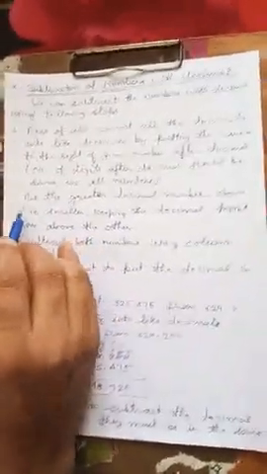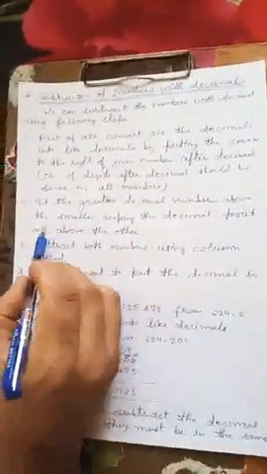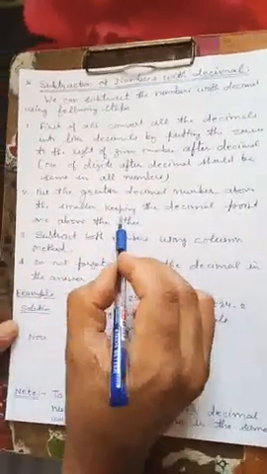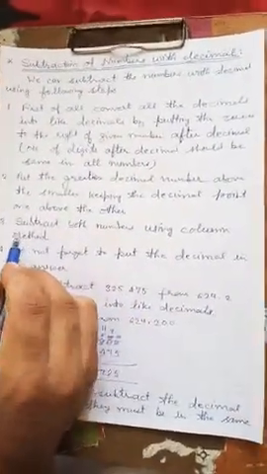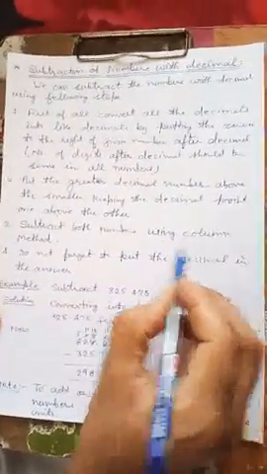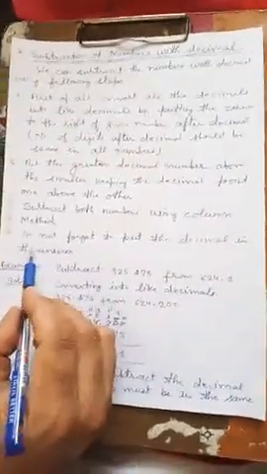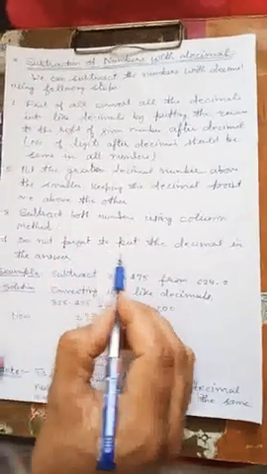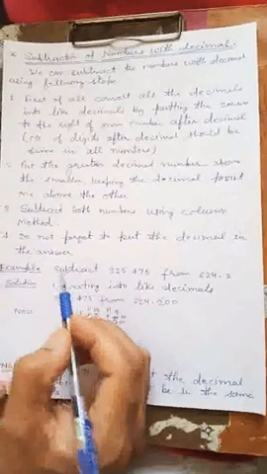The second step is put the greater decimal number above the smaller decimal number, keeping the decimal point one above the other. The third step is subtract the numbers using column method. And the last step is do not forget to put the decimal in the answer.